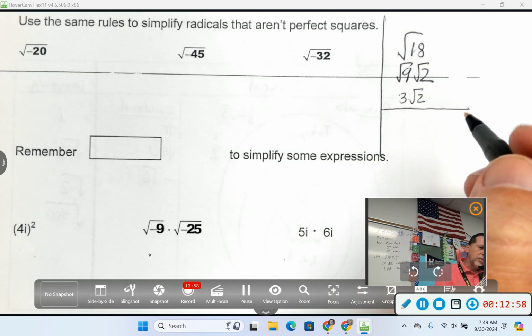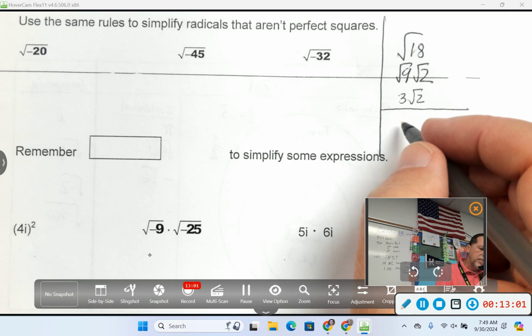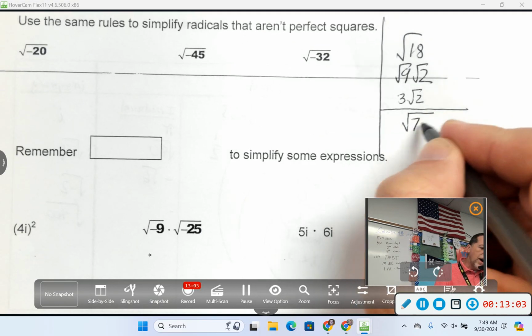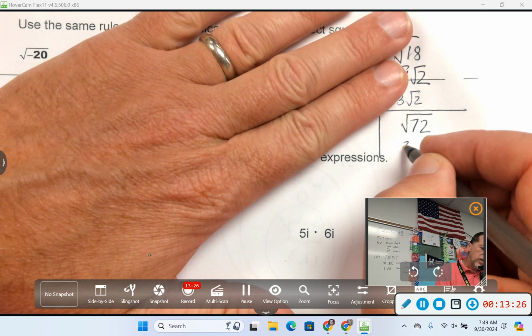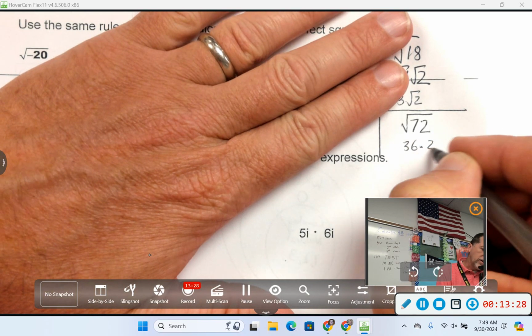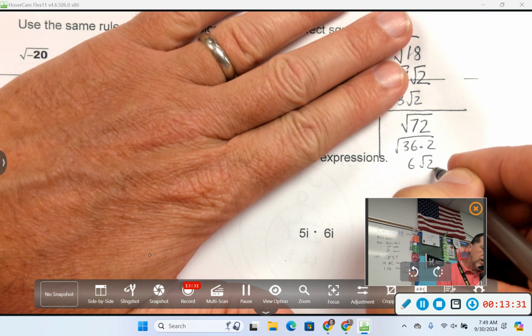Let's see, what else could we do? What about the square root of 72? How could you split that up? 36. Okay, I did pick this one because you do have options. You could do 36 and 2, because 36 is a perfect square. You could do 9 and 8, because 9 is a perfect square. But which one of those would be the better choice? Because you always want to use the bigger square, or the biggest perfect square. Or if you don't know, you can just do a small one.